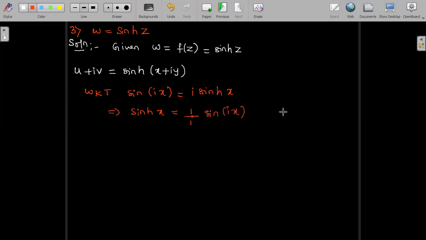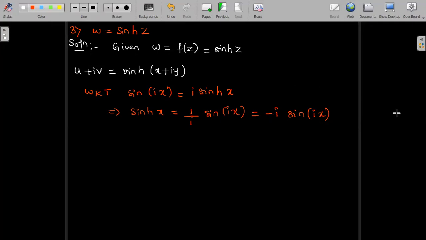We recall the value of 1 by i. So 1 by i is nothing but minus i. So sine hyperbolic x expression can be written as minus i into sine of ix. The same we need to now express for sine hyperbolic of x plus iy term. So in place of x, I have x plus iy, so I'll have to replace x by x plus iy and work out.